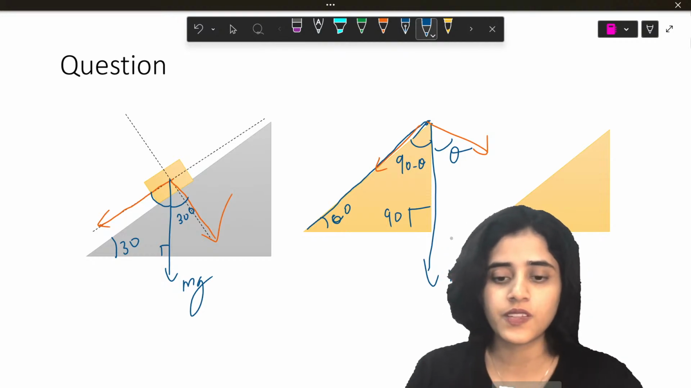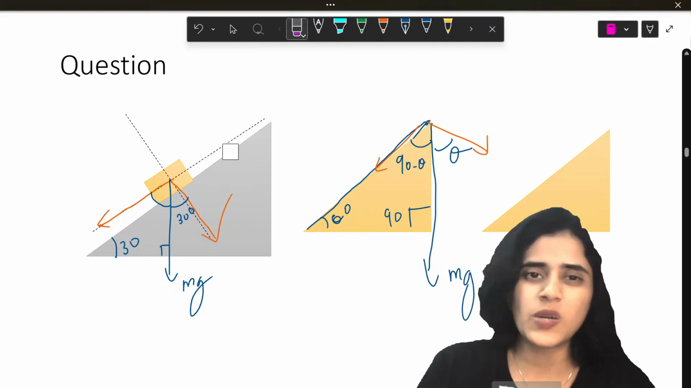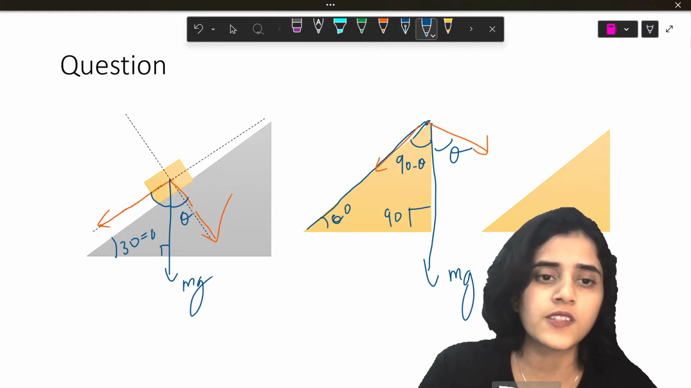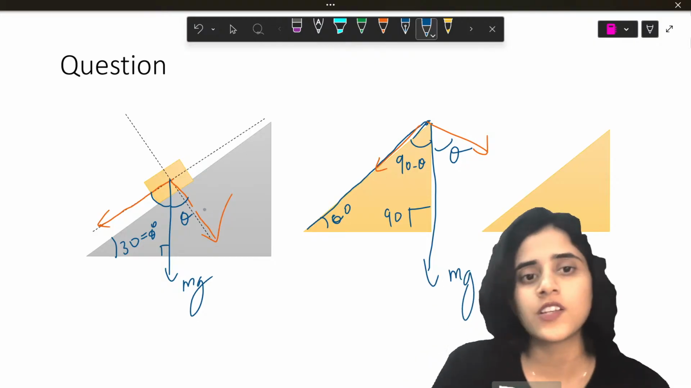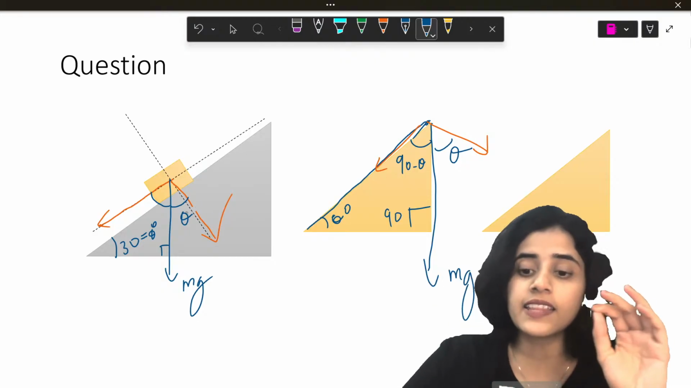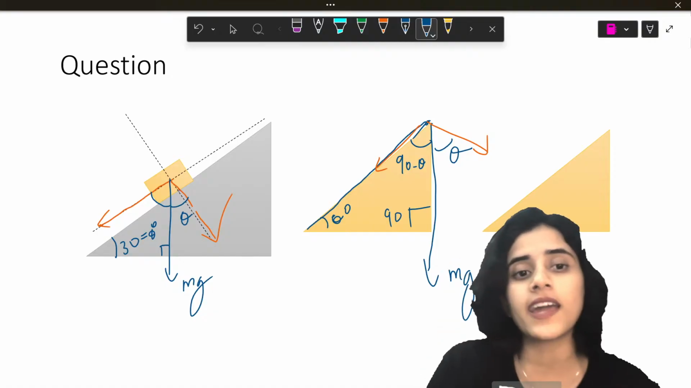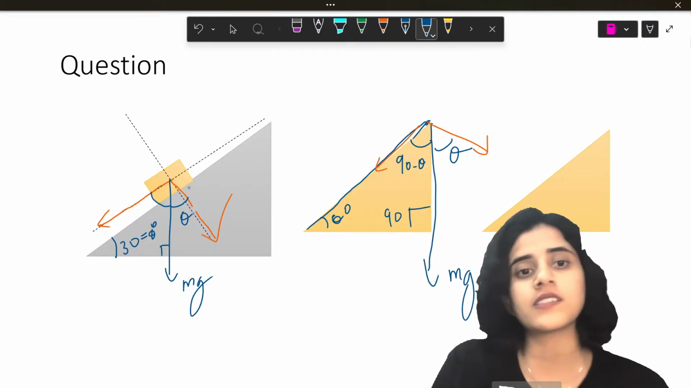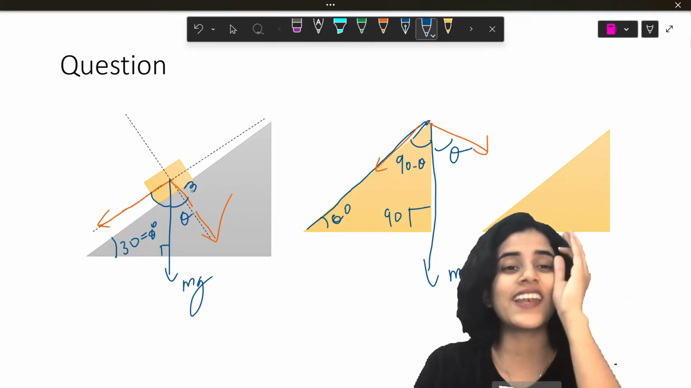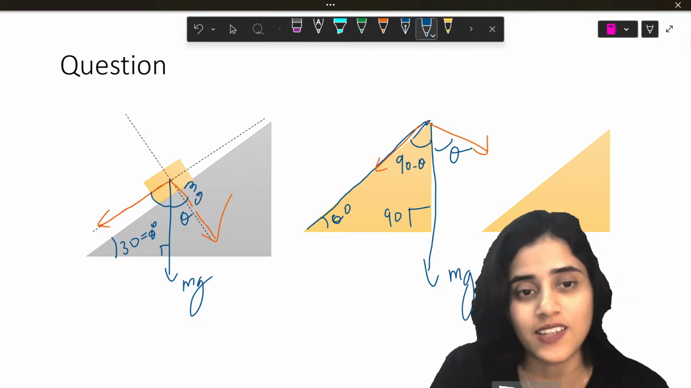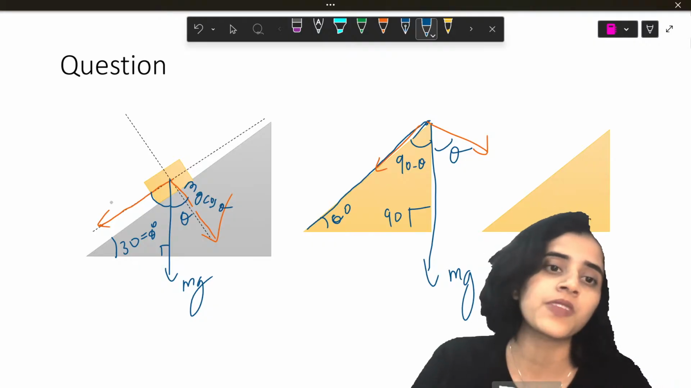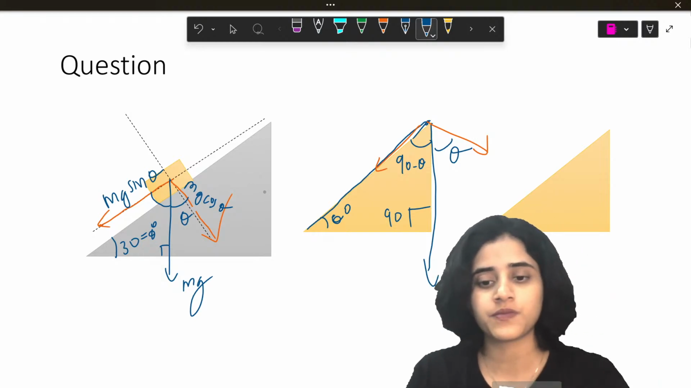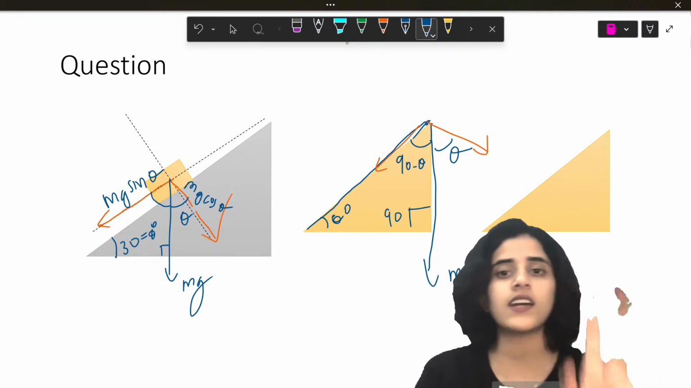So this is 30. I will just put it as theta. So this is theta. This is also theta. That is also theta. So what will this side be? The side close to the angle is always cos theta, where this line represents mg. So this is mg cos theta. This will be mg sin theta.